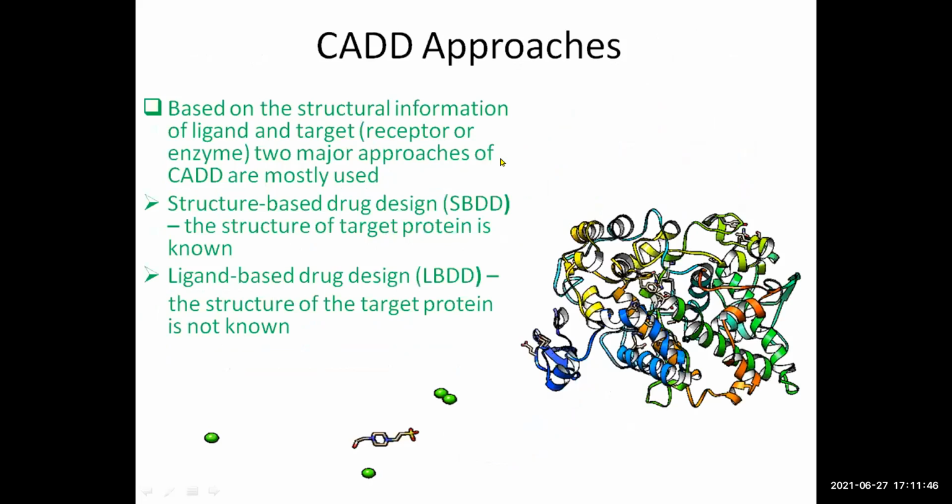In CADD, computer-aided drug designing, there are two basic approaches. One is structure-based drug designing, and another is ligand-based drug designing. In structure-based drug designing, the particular target or receptor, which can be, for example, a protein or enzyme, has a known structure. Whereas in ligand-based drug designing, we don't know the structure of the target protein.